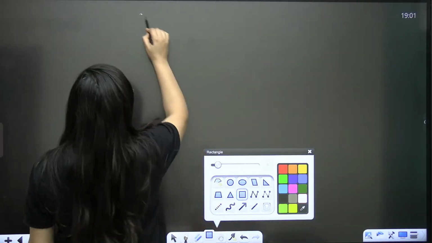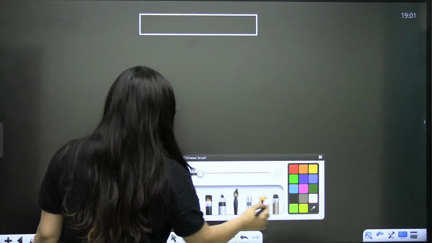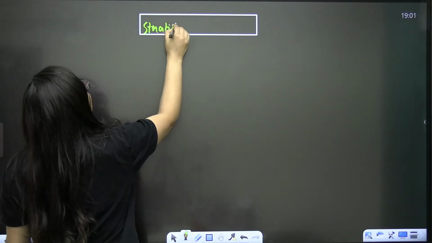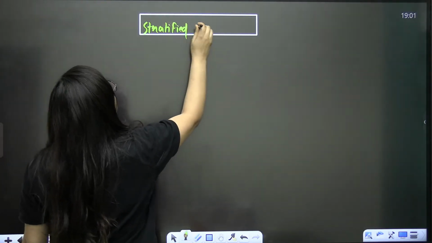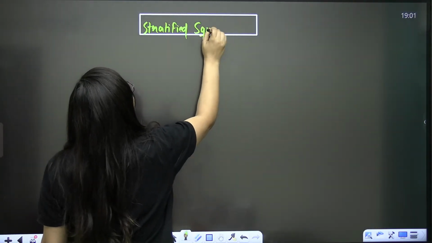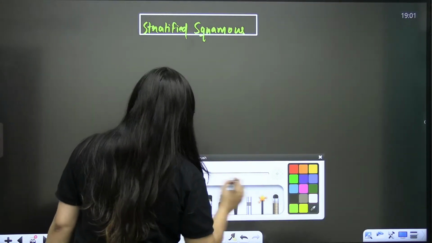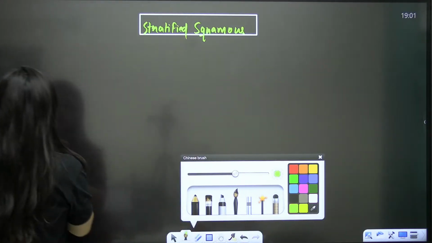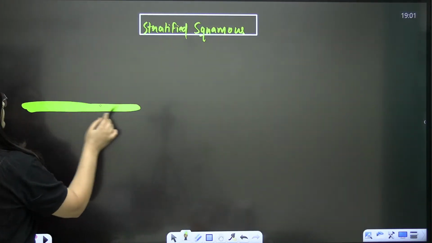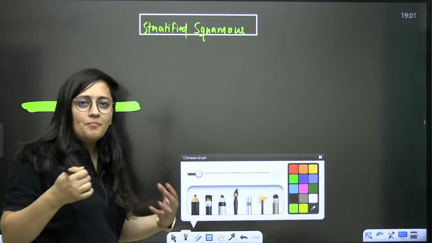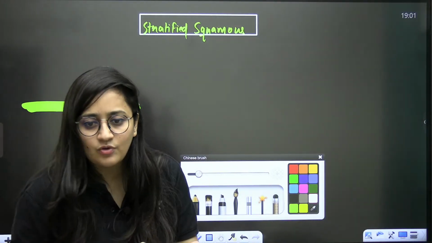So next is your stratified epithelium, in which stratified means multi-layered. So stratified squamous epithelium. Now, it is multi-layered. So one thing is again common, that here you will be having the basement membrane, because the cells are compactly arranged, so they do not have the intercellular spaces, they do not have the intercellular matrix.